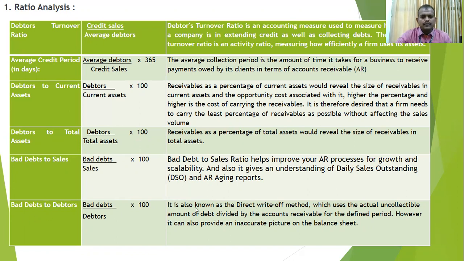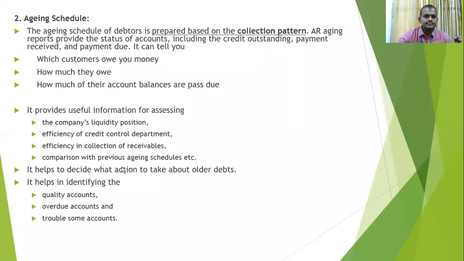Bad debts to debtors ratio. It is also known as the direct write-off method, which uses the actual uncollectable amount, meaning bad debts, divided by the accounts receivable. This is a formula, bad debts by debtors for the defined period. However, it can also provide an inaccurate picture on the balance sheet.